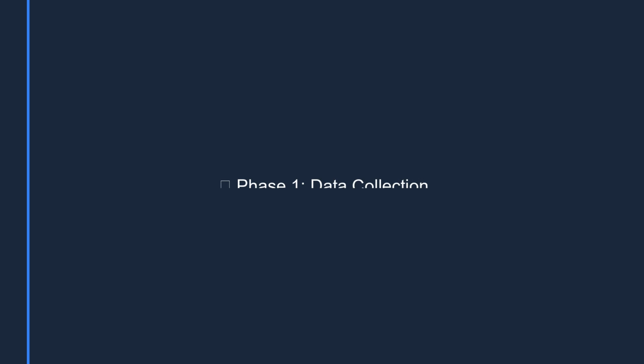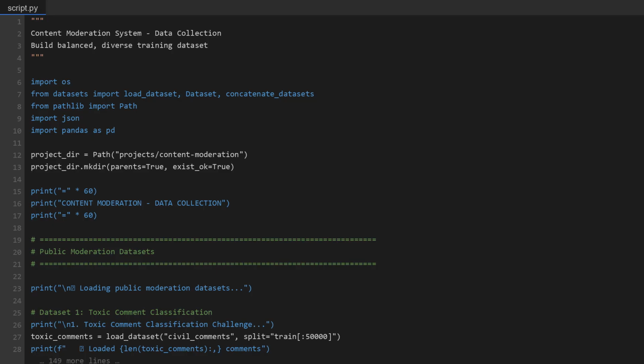Phase 1. Data collection. The data collection script does several things that directly determine whether your model is fair and accurate, not just whether it trains without errors. It starts by creating a project directory structure and loading 3 public datasets: toxic comments, hate speech examples, and safe content from Twitter. Each one covers a different slice of the real-world distribution your model needs to handle. Watch the print statements as each dataset loads. They confirm the data is accessible and give you a quick sanity check on record counts before you invest time in processing.